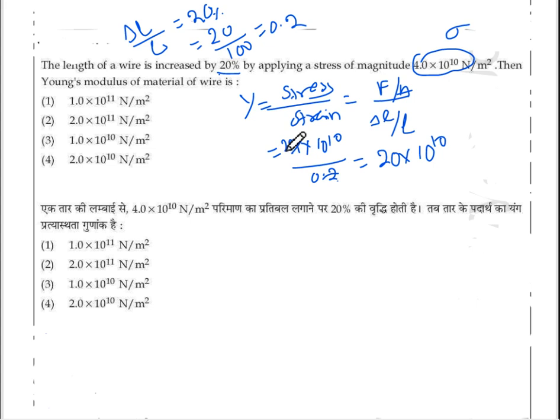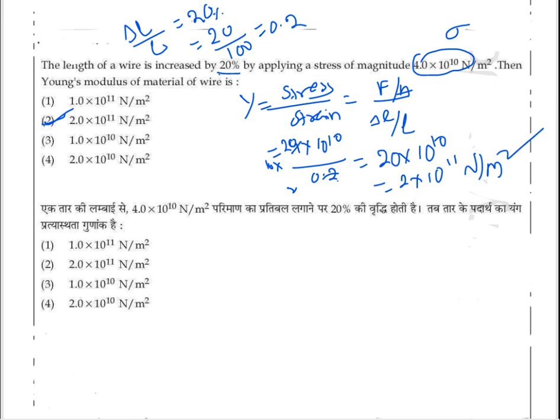So it will become 2 into 2. If it will make it fraction, it will become 2 into 10. So 4 will get cancelled, 2 multiplied by 10 is 20. So it will be 20 into 10 to the power 10, which converts to 2 into 10 to the power 11. This one is Newton per meter square, its unit. So this one is your answer, Young's modulus.